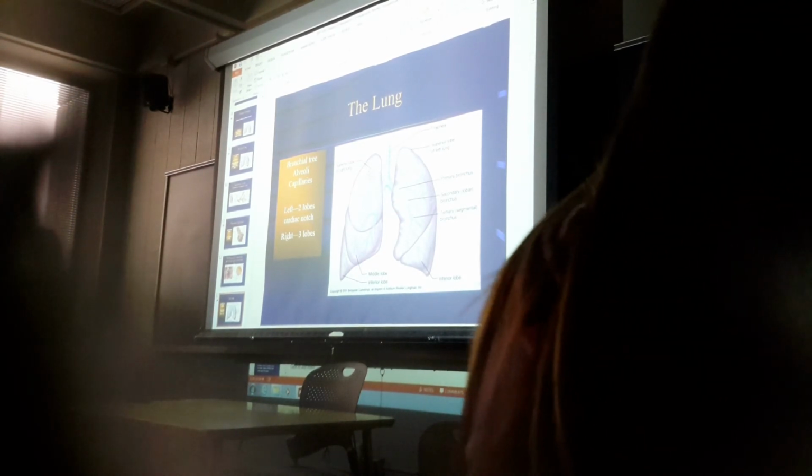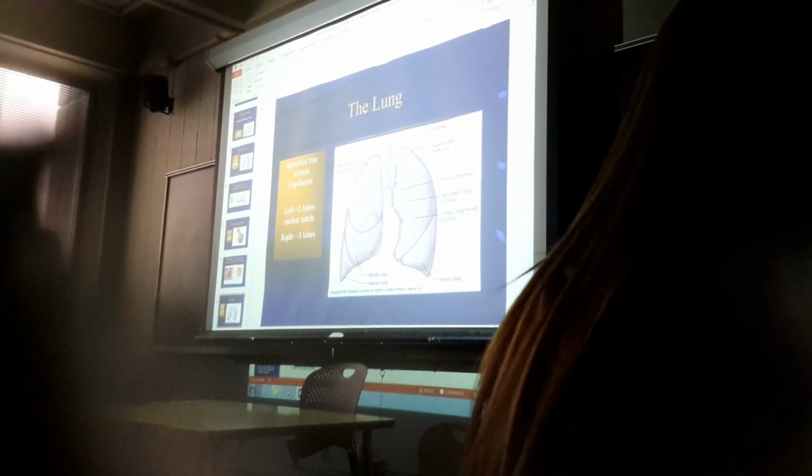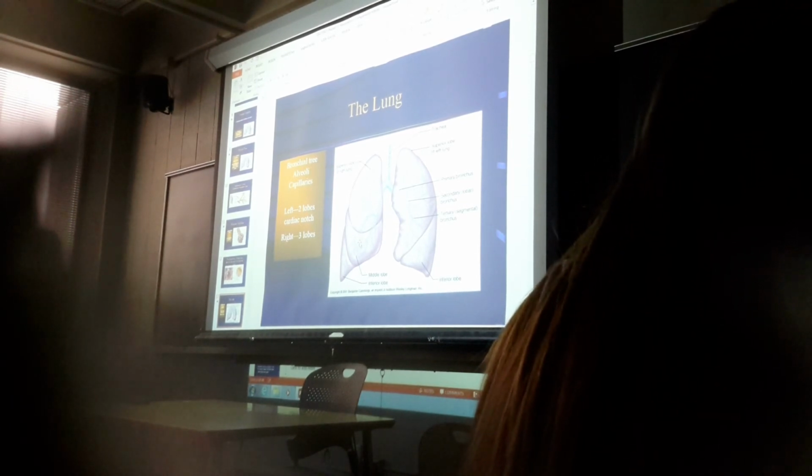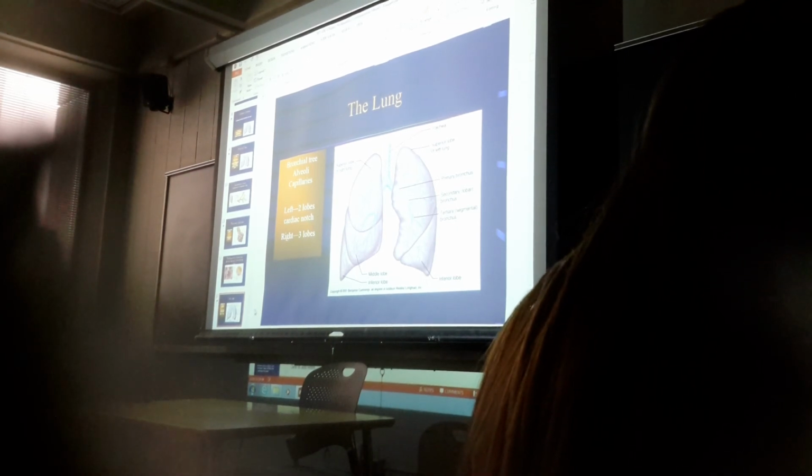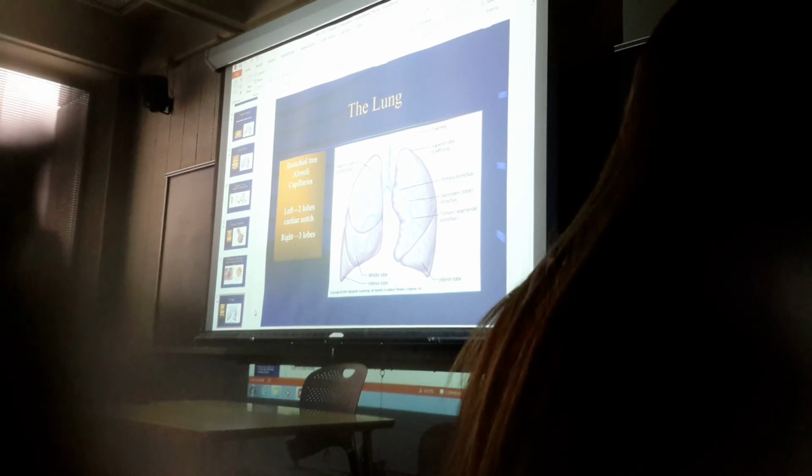So there's the lung. We have right and left sides. The right has our 3 lobes, superior, middle, and inferior, and the left has superior and inferior. All right. So that's our basic anatomy.